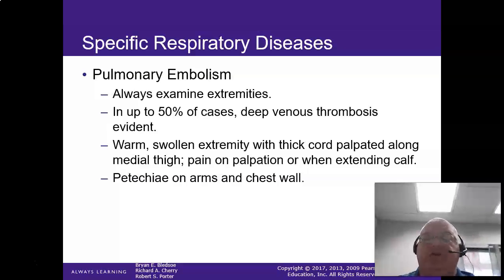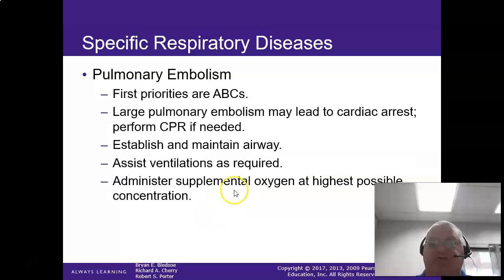You get warm, swollen extremities with a thick cord palpated along the medial thigh. And again, if you're feeling these things, and it extends to the calf, and you got petechiae on the arms or the chest walls, be thinking some sort of pulmonary thrombosis there, okay? So your first priorities are ABCs. Again, it can actually lead to cardiac arrest, okay?